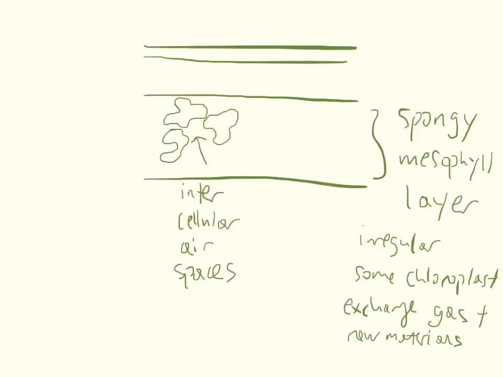So what happens is, for example, there's a gap here, and then you have cells like that that line this whole place. And air can go in through these holes in the leaf. Do you remember what the holes are called? Very good. The holes are called stomata for plural, stoma for singular. Excellent. So these air spaces in the spongy mesophyll layer allow air to exchange.